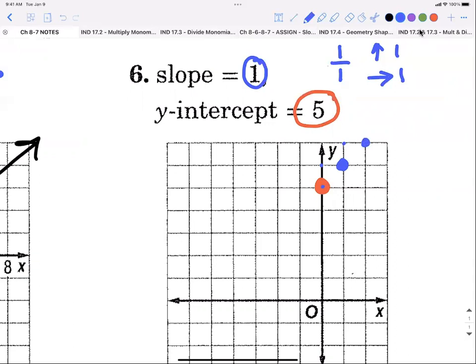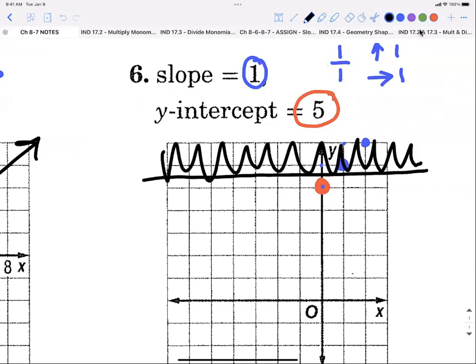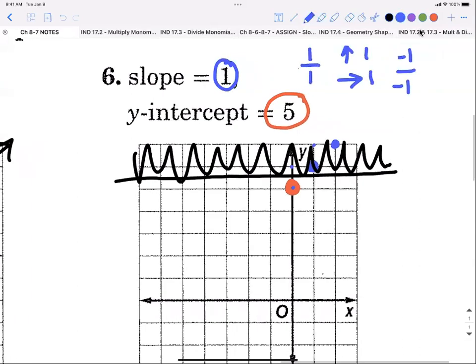Now I run out of graph here. What if, let's just say, my graph cut off right here, and I did not have any of this? This is just make-believe. I can't rise 1, run 1 because I don't have graph space. So this is where it's important that you understand the concept. If I have -1 over -1, is that the same as +1? Yes. Are we good that 2 negatives make a positive? So -1 over -1 is the same as 1 over 1 because 2 negatives make a positive.